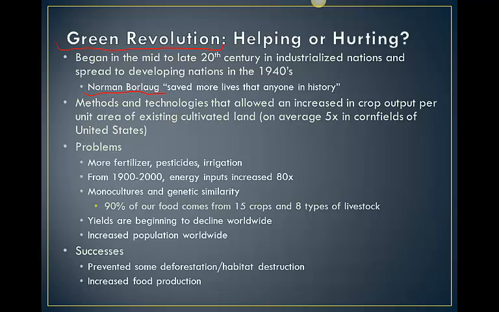And he is given credit for saving more lives than anyone in human history. What he did, so you can write down in your notes, is he started his work in Mexico with a very hardy strain of wheat, and he was able to help save hundreds and hundreds of thousands of lives in Mexico by simply providing a food source for people that would have otherwise had undernutrition or malnutrition problems.